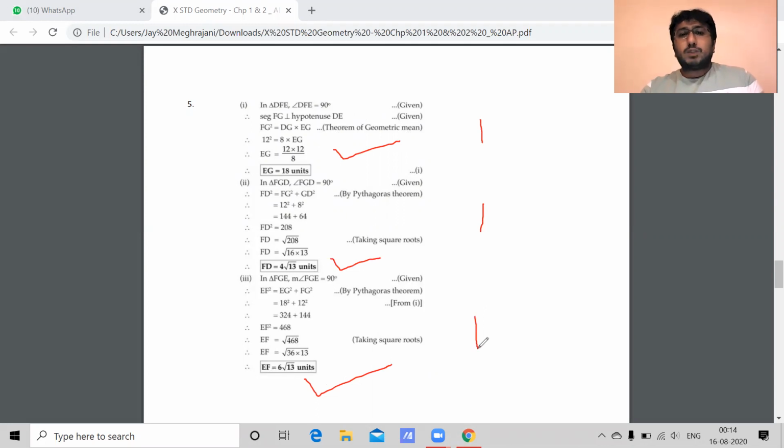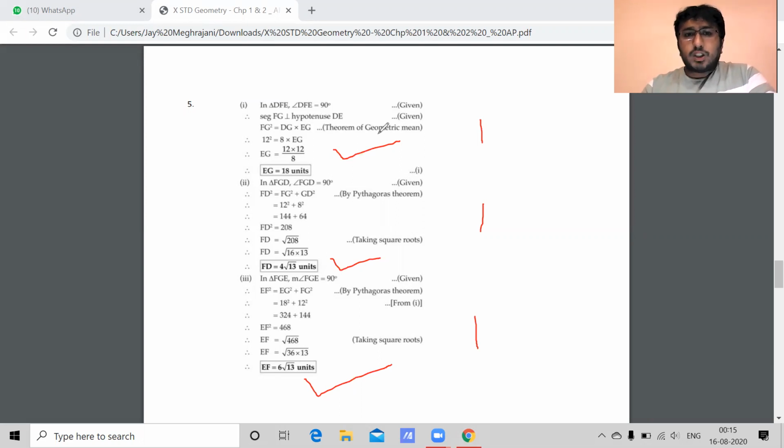Students, please ensure when you apply geometric mean, you have written in triangle DFE, measure angle DFE is equal to 90 degrees. Segment FG is perpendicular to hypotenuse DE. Then you apply geometric mean and the reason will be theorem of geometric mean. If you have written all these steps correctly, only then you will get 1 mark.